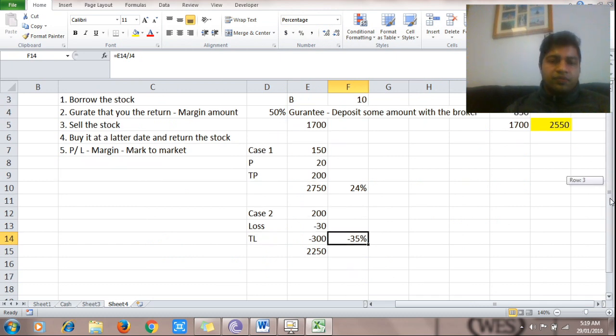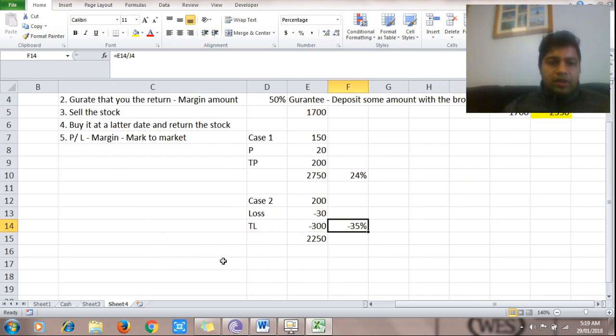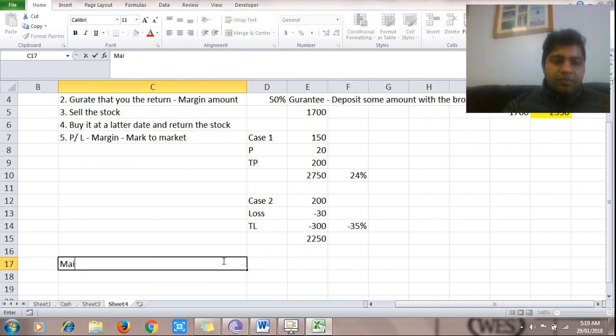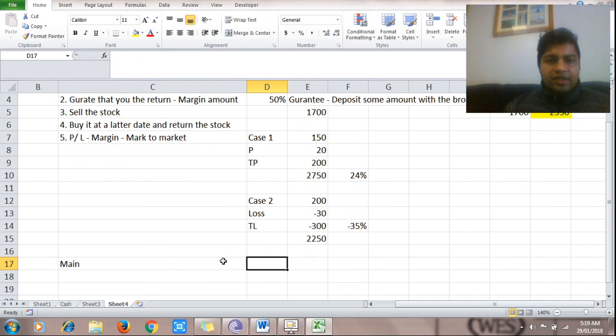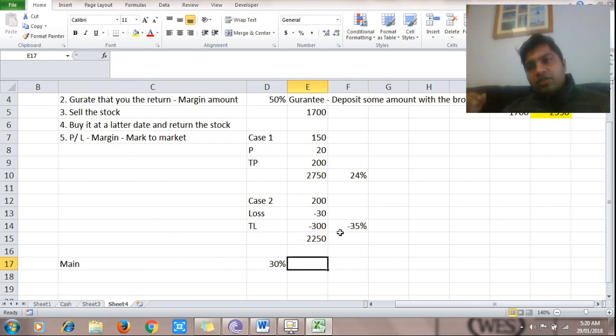Okay, now in the same way that we have maintenance margin in margin buy, we have a maintenance margin in margin sell also, let's say 30%. Again the concept is the same. If your margin amount goes below 30%, you will get a margin call in which you have to deposit the additional margin or get out of the trade.